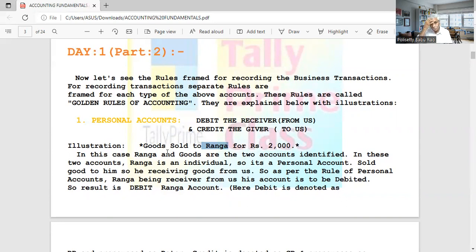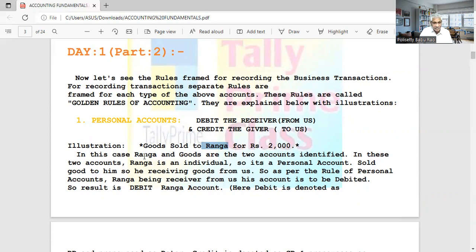We are selling goods to Ranga. That means you tell me whether Ranga is receiving or giving. We are selling goods to him means he is receiving goods from us. He is the receiver. So what is the rule? Debit the receiver, credit the giver. So since Ranga is the receiver, we have to debit his account.